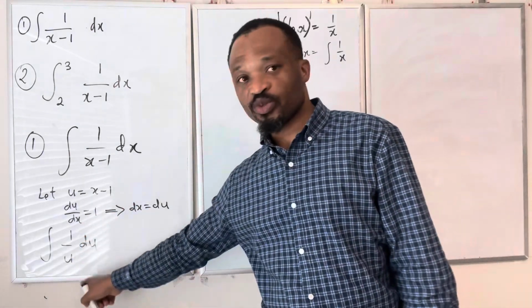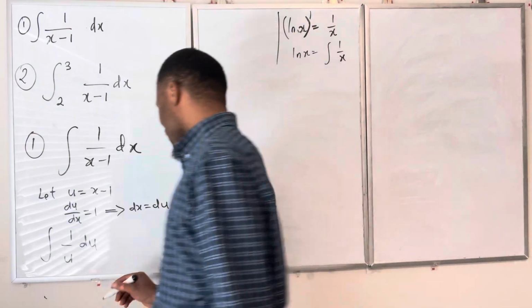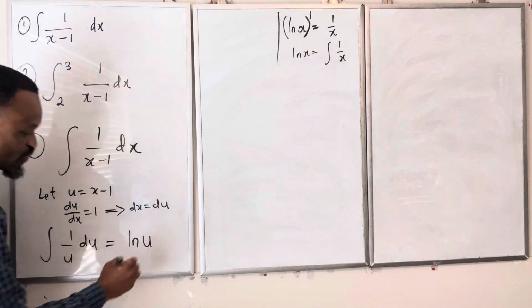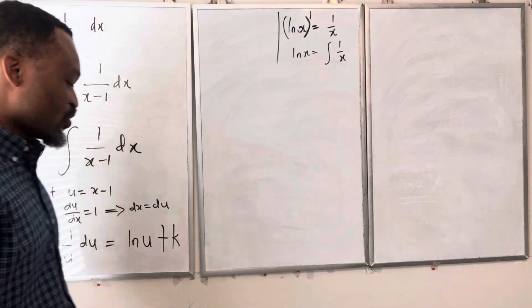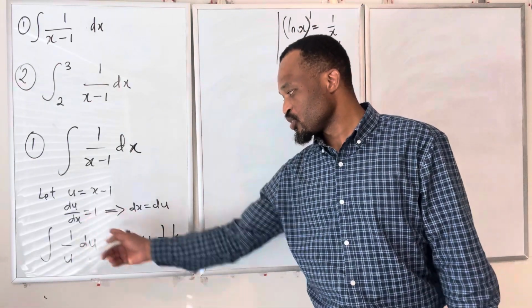When I integrate 1 over u, it's equal to what? ln u. And what do we do next? We introduce a constant of integration, k. Mind you, this u wasn't given.